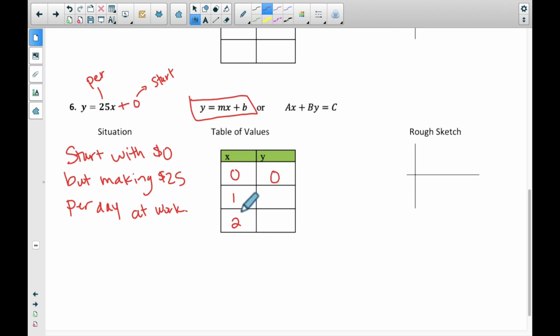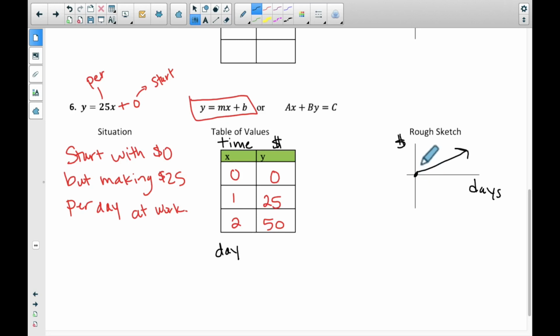But the next day, after 1 day, I've made $25. And after 2 days, I've made $50. And I think it'd be good if we went and put our labels here, because once again, x is time, which in this case was days, and y is how much money we have. So our y is our money, and our x is the days. So it starts at 0, 0, and every day we're making $25 per day.